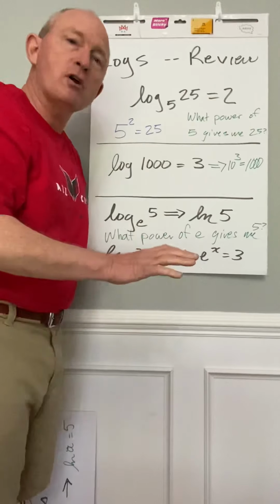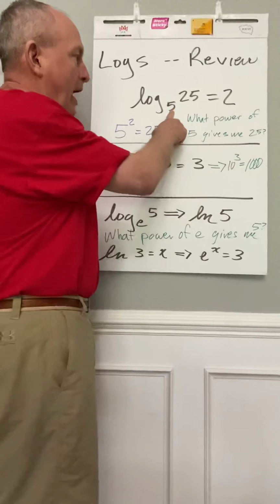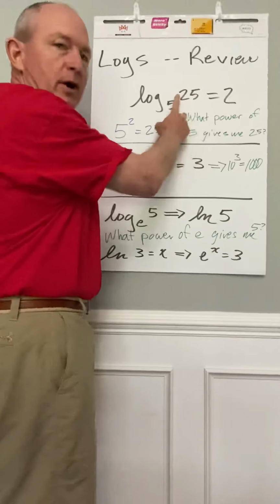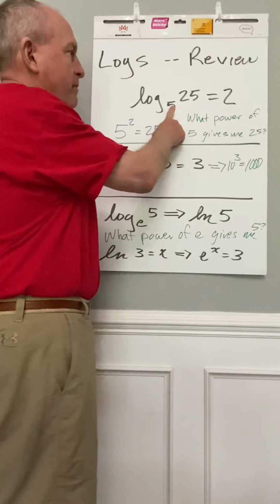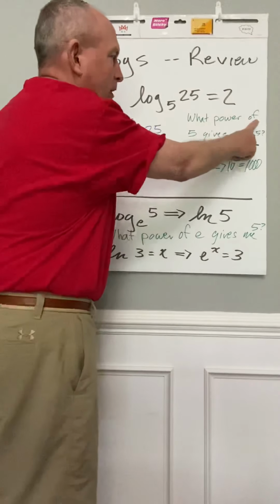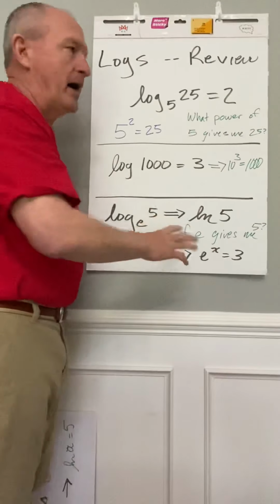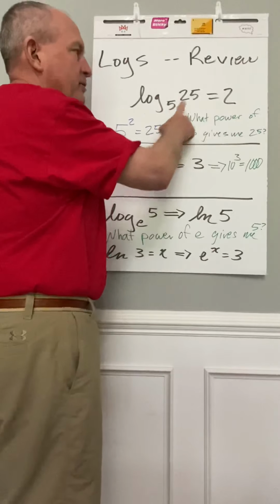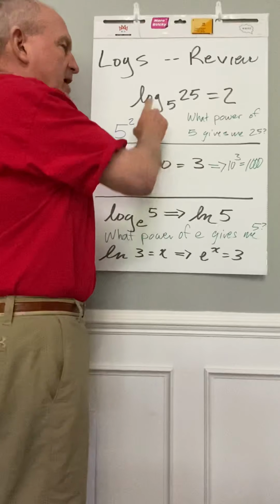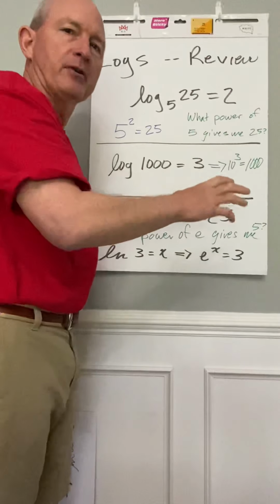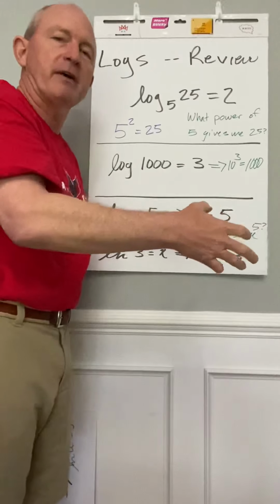What logs are all about is figuring out what power of the base gives you what we call the argument. What power of the base gives you the argument? What power of 5 gives me 25? And the answer to that is 2. 5 to the second power gives me 25. And that's what logarithms are all about. They're sort of the inverse operation of exponents.